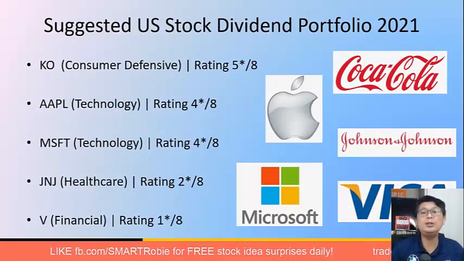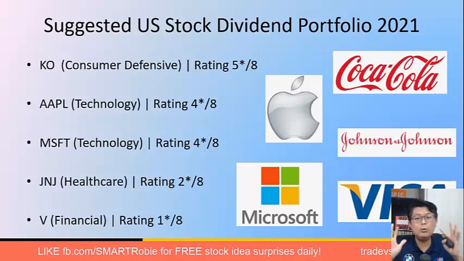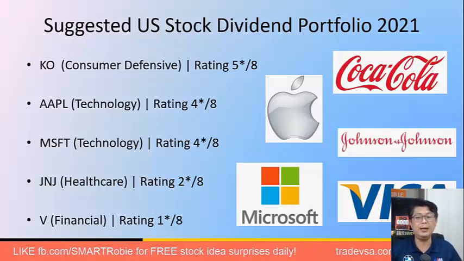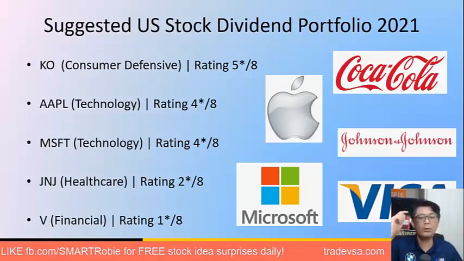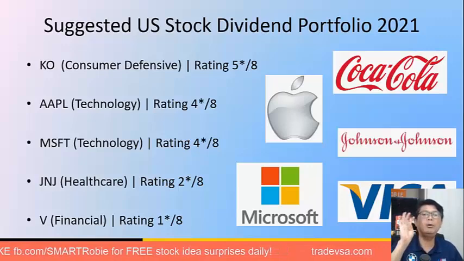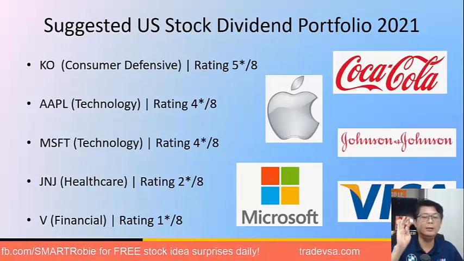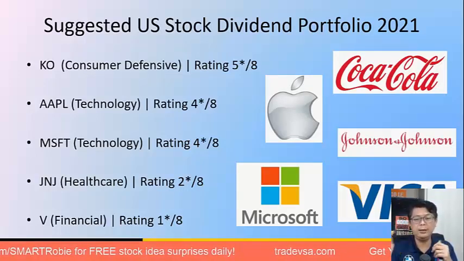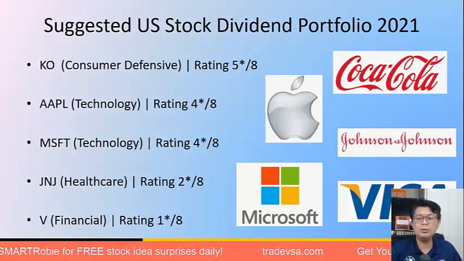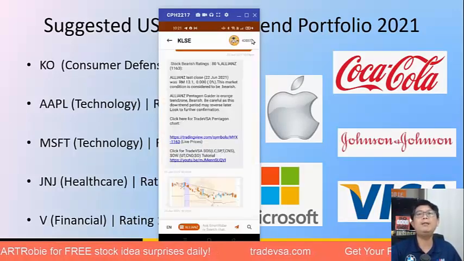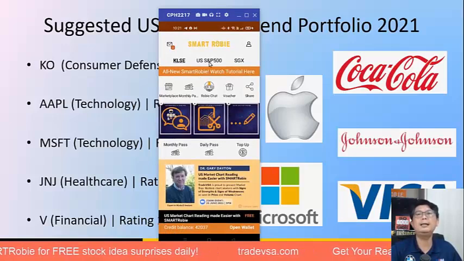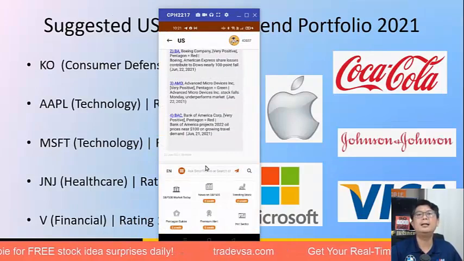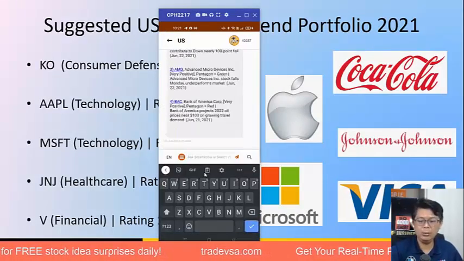Now for the US side, the suggested US portfolio will be these household names: Coca-Cola, Apple, Johnson & Johnson, Microsoft, and Visa. All right, we all know all this, right? Coca-Cola rating of 5, Apple rating of 4, Microsoft rating of 4, Johnson & Johnson with the vaccine here, rating of 2, and also Visa rating of 2. So those of you who have the SMARTRobie, definitely you can switch on to the US market here, right? And you can click on SMARTRobie here, and here is where you put in KO.